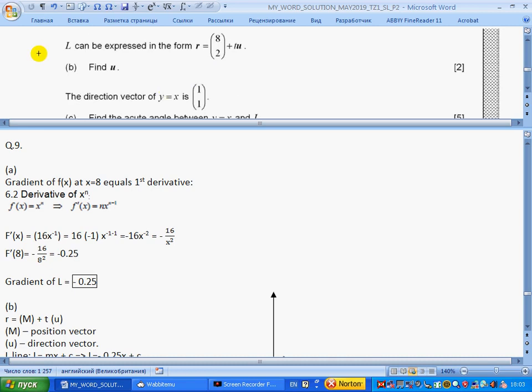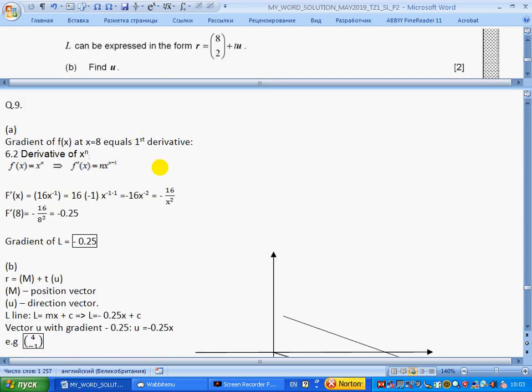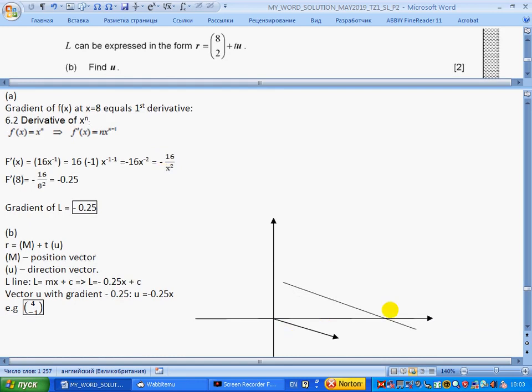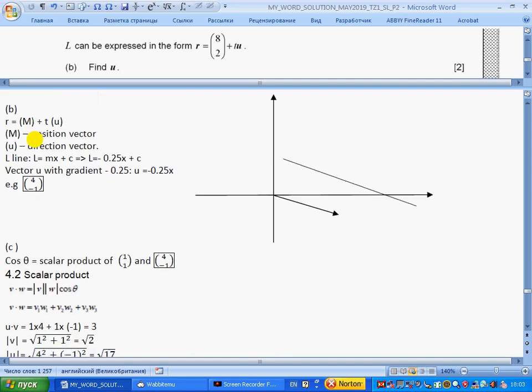L can be expressed in vector form. Find u. So u is the direction. If this is a tangent line, the direction can be shown for the line going through the origin. So B. R equals the position vector and u is the direction vector. Line L equals mx plus c, so our tangent line is minus 0.25x plus c.